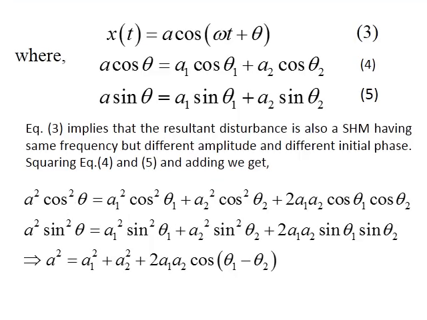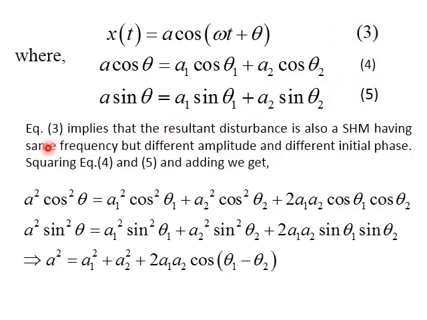So we have arrived at x(t) = A cos(ωt + θ). Now, where we have used A cos θ = A1 cos θ1 + A2 cos θ2, and also A sin θ = A1 sin θ1 + A2 sin θ2. So we'll mark this as 3, this is 4, and this is 5.